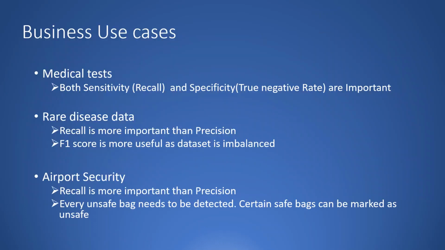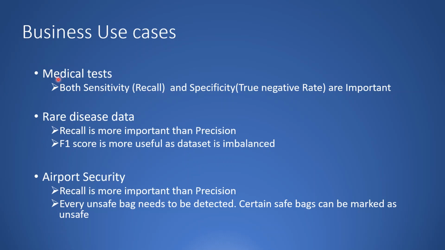Now let us look at some more business use cases. For a medical test, we would want both sensitivity and specificity to be high, right? Both are important. So recall is important and the true negative rate is also important. This implies that you also need fewer false positives, because for specificity, the true negative rate, to be high, we need fewer false positives. And for recall to be high, we need fewer false negatives.